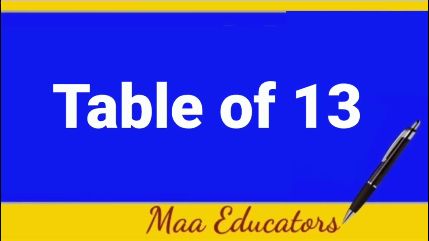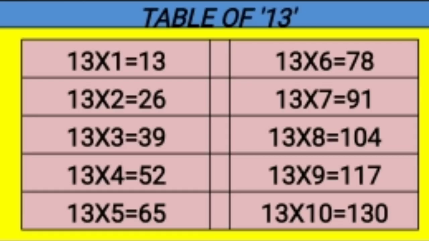Table of 13. 13 ones are 13. 13 twos are 26. 13 threes are 39. 13 fours are 52. 13 fives are 65. 13 sixes are 78.